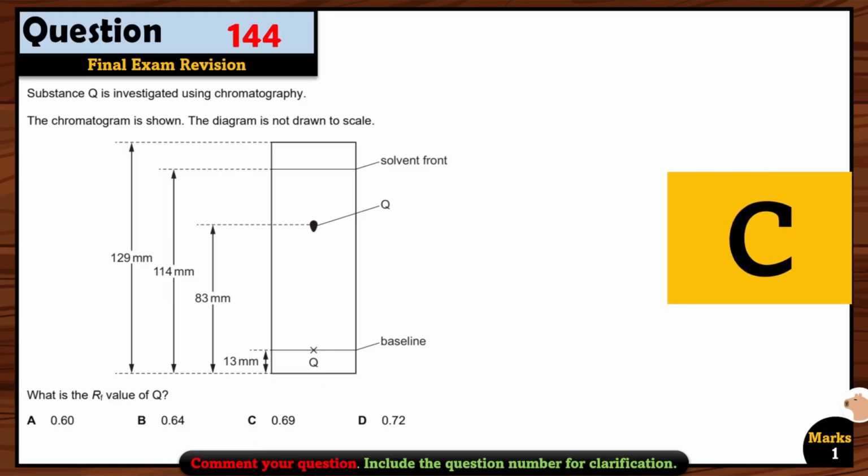So I am repeating again that you have to measure all the calculation between the baseline and the solvent front. If you do not measure this way, you will get the wrong answer. Just ignore everything that is below the baseline and just at the top of the solvent front. You have to measure anything that is between the solvent front and baseline. Okay, so option C is the right option.